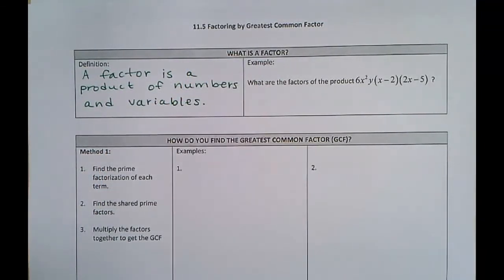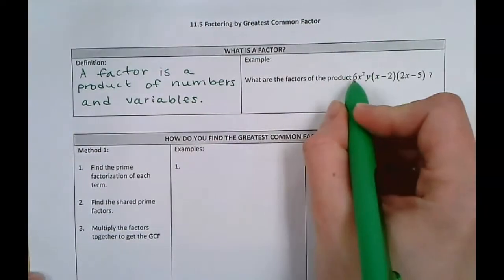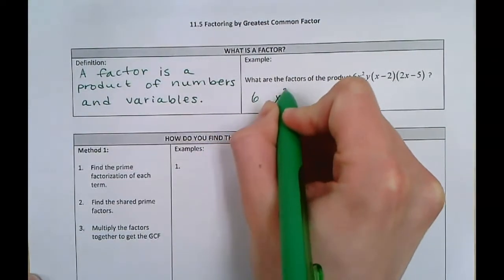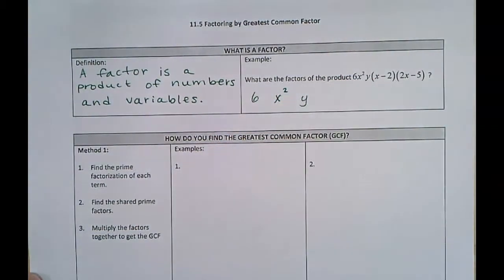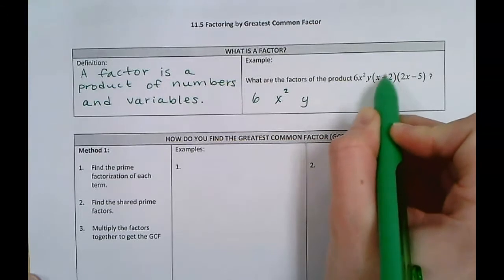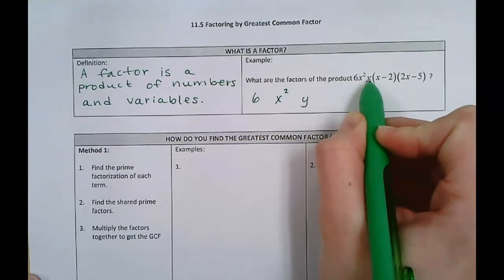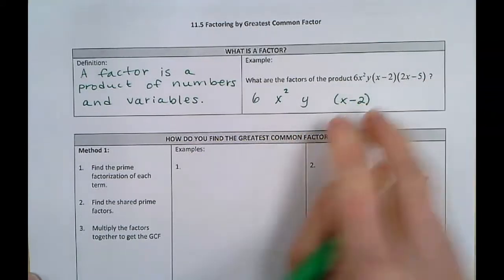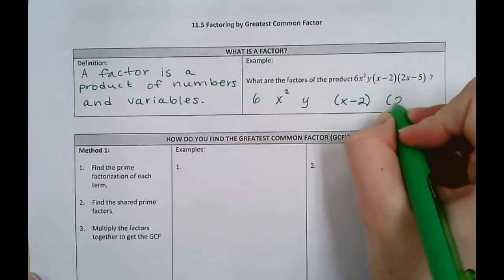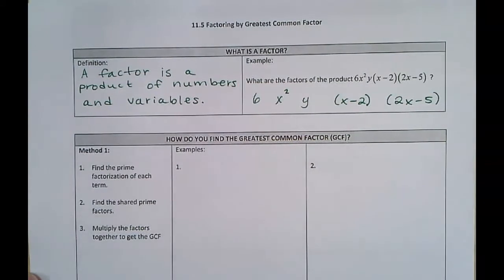For example, what are the factors of the product 6x squared y, x minus 2, 2x minus 5? Well, we look at anything that's multiplied. The first thing that's multiplied is the 6, so 6 is a factor. X squared is also multiplied, and y is multiplied. Now, when we look at these binomials, we have x minus 2 as an entire factor multiplied to the 6x squared y. So x minus 2, without breaking it up, is a factor. And 2x minus 5, without breaking it up, is a factor.